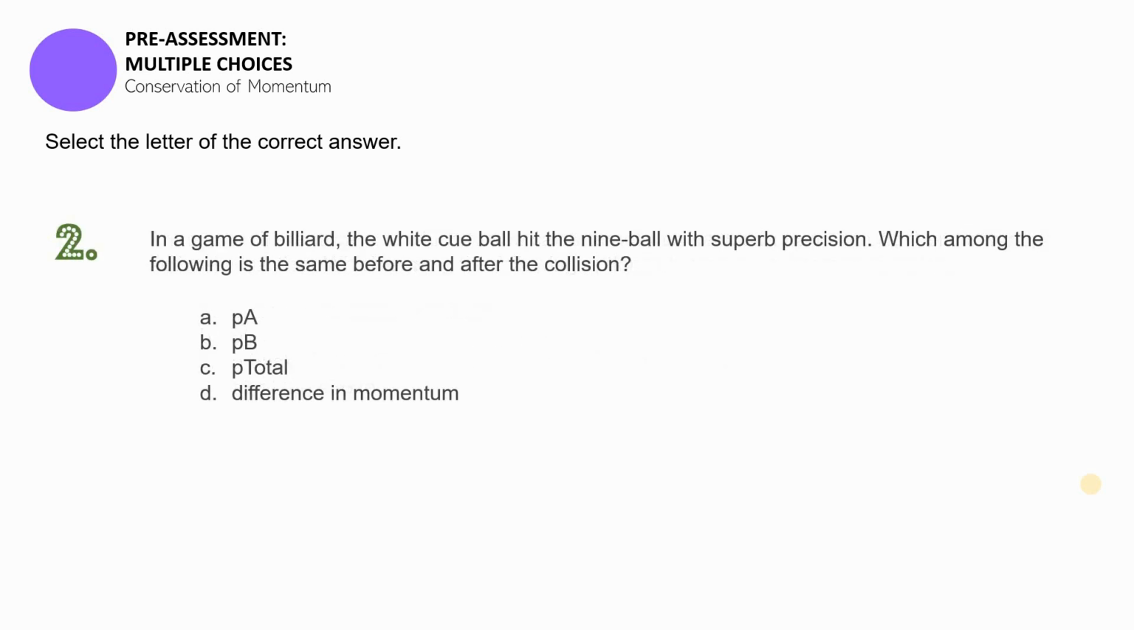Question number 2, in a game of billiards, the white cue ball hits the 9 ball with superb precision. Now, which among the following is the same before and after the collision? A, the momentum of the white cue ball? B, the momentum of the 9 ball? C, the total momentum of the system, combining the white cue ball and the 9 ball momentum? Or D, the difference in momentum?